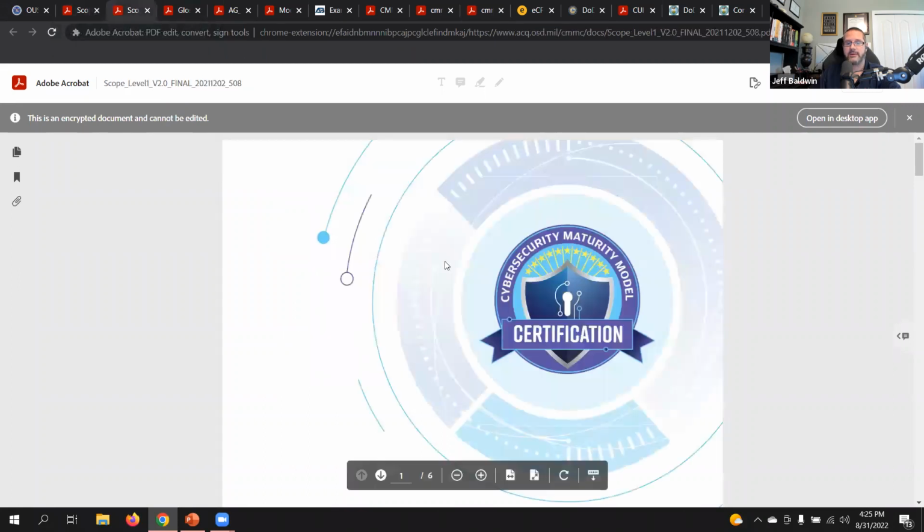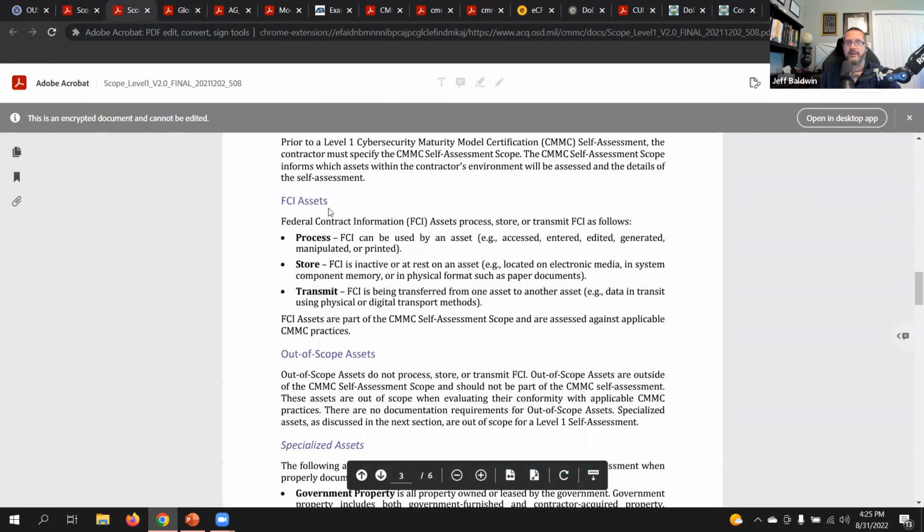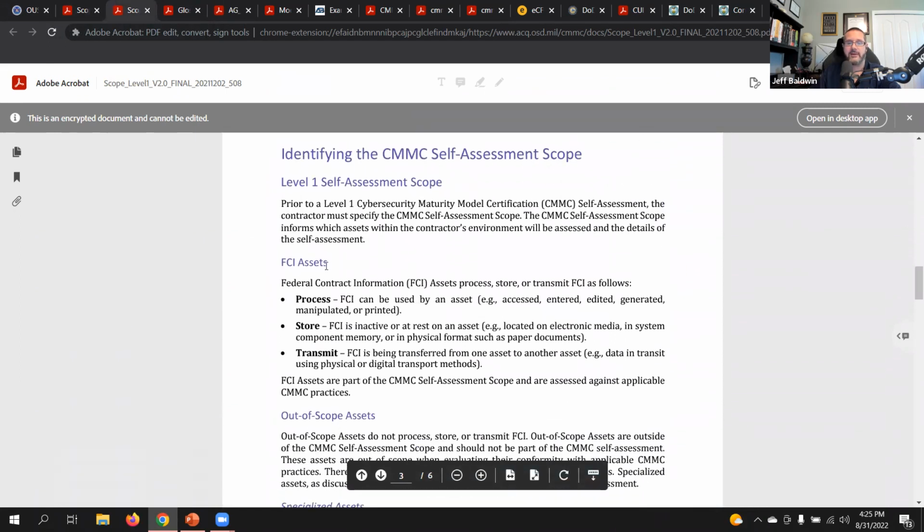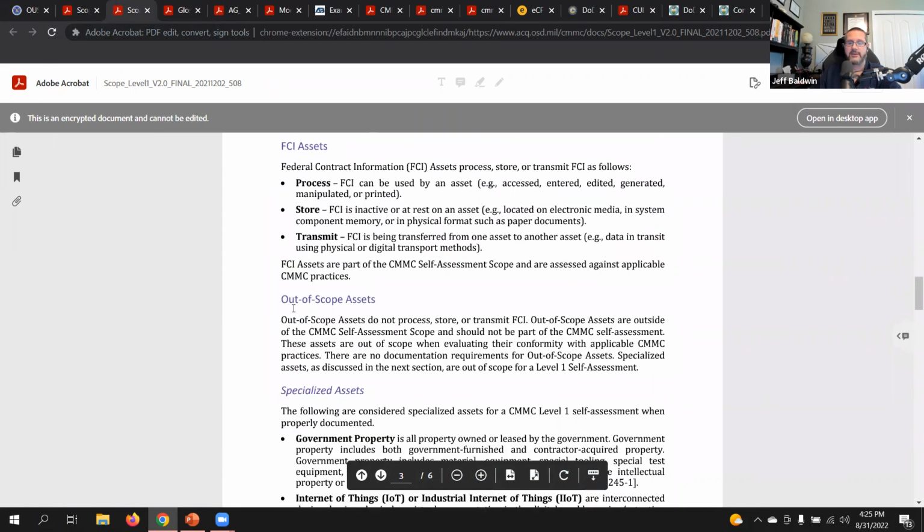No, I'll leave it. So, the Level 1 Assessment Scoping Guide. They identify a few different types. So there's the FCI assets. They process, store, transmit FCI. Here's the definitions of those. There's things you would want to read and understand.